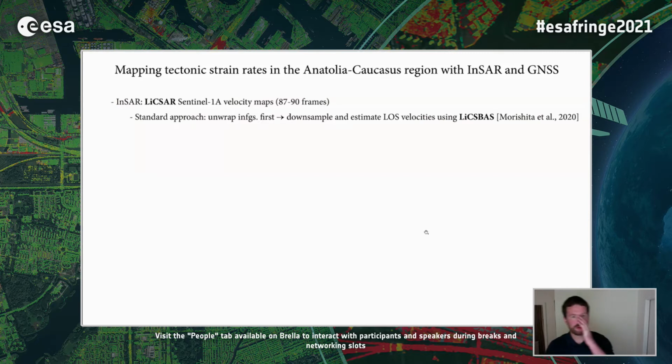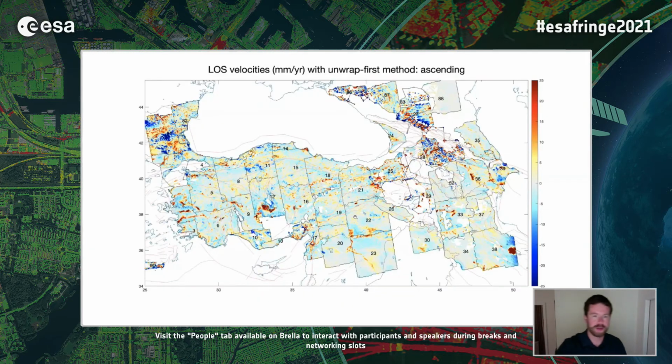There are a couple of different ways we can turn these into motion rates, which is what we want to be able to combine and overlay on the GNSS to get to strain. The standard approach is to unwrap first and then downsample, and then take the time series and estimate the linear slope using code that does that. Our code is called LiCSBAS, and you just make time series. They look like GPS time series, but each one is a point on an interferogram through time. If you do that with all of these frames in the Anatolia-Caucasus region, these are the velocities that you would get.